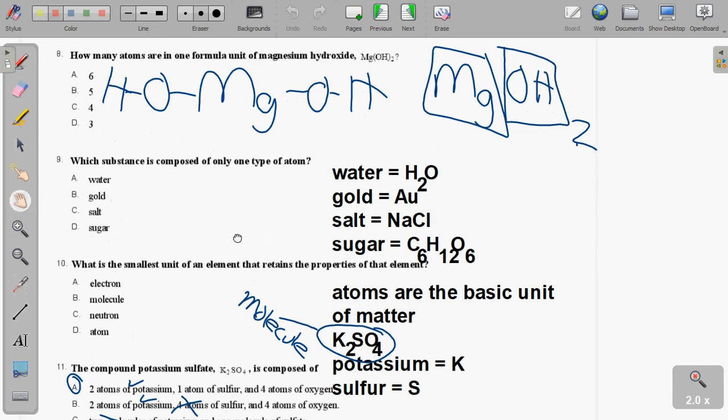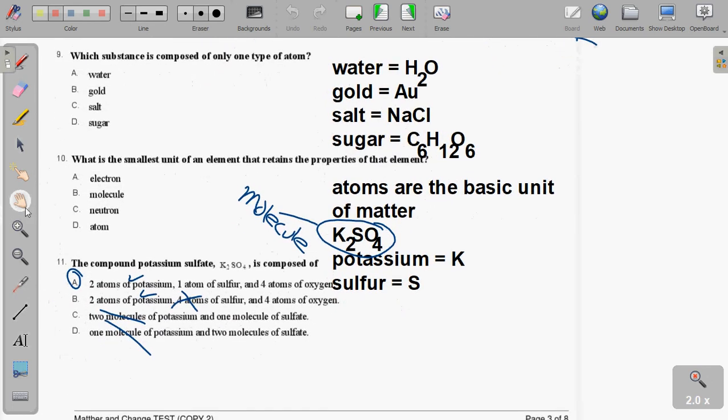Number 9 is like an earlier question, but a little bit reversed: which is composed of only one type of atom? Well, water is H2O, gold is Au, salt is NaCl, and sugar is C6H12O6. So the only one of these that has one kind of atom is gold. It's the pure substance here. It's the element. Everything else is a compound.